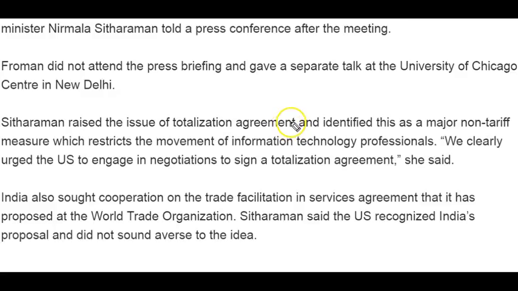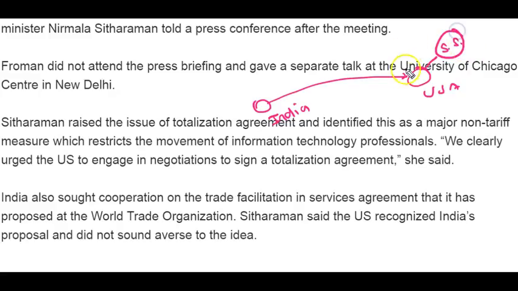nothing but a social security agreement signed at the international level, so that there is no need to pay dual social security contributions by migrants. For example, from India, lakhs of people are going to the US for work. They are contributing to social security in the USA as well, but they also have to contribute in India. So the dual social security contributions are there for migrants between India and the USA.